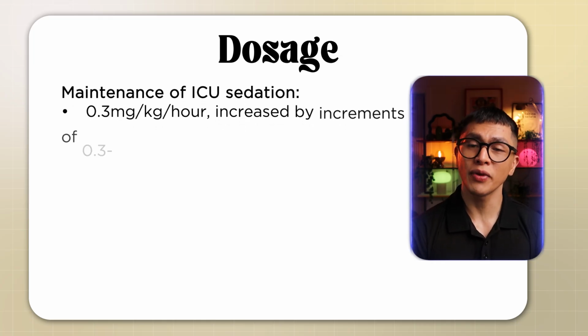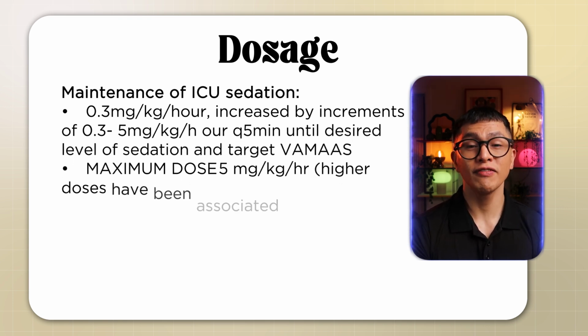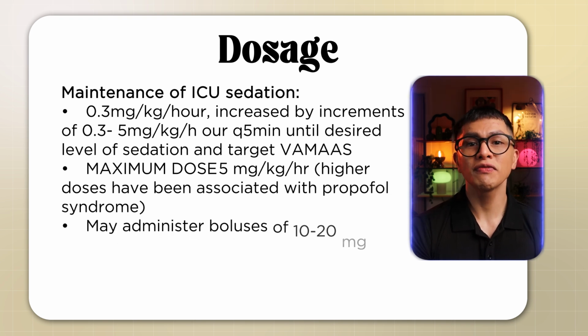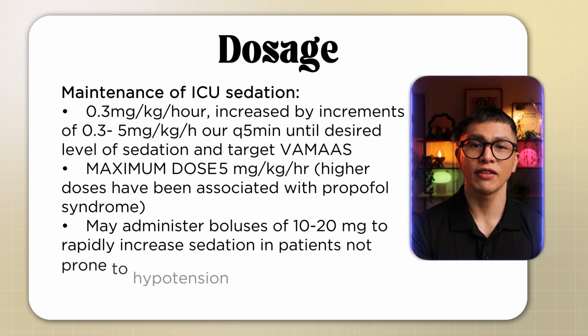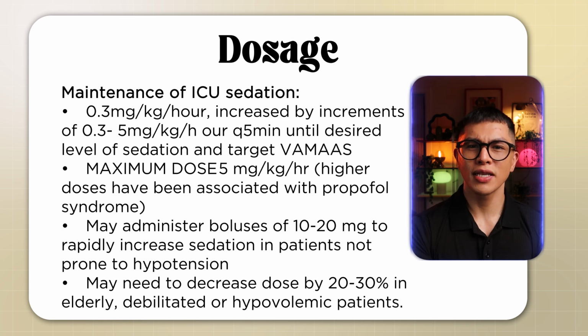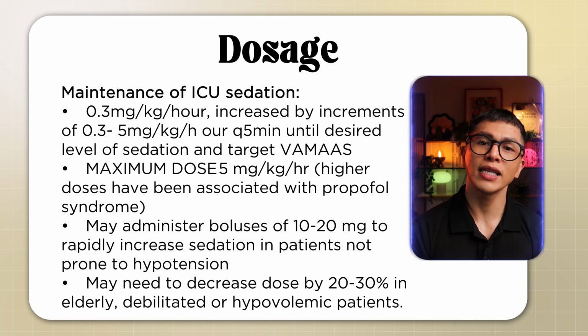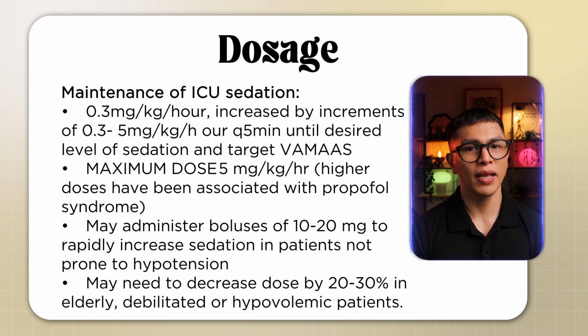We have 0.3 milligrams per kilogram per hour, increased by increments of 0.3 to 5 milligrams per kilogram per hour, every 15 minutes until desired level of sedation and target RASS is achieved. Maximum dose is 5 milligrams per kilogram per hour. Higher doses have been associated with Propofol syndrome. Take note. This may be administered as boluses of 10 to 20 milligrams to rapidly increase sedation in patients not prone to hypotension. May need to decrease dose by 20 to 30% in elderly, debilitated, or hypovolemic patients.